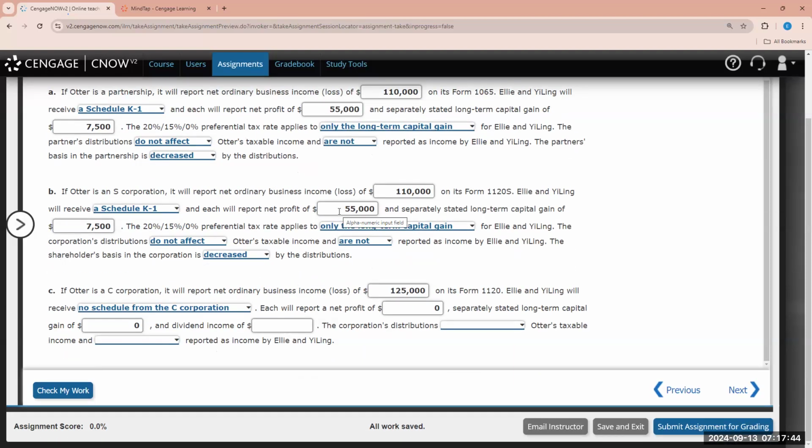So in an S corporation, in a partnership, the $25,000 distribution would reduce their basis. But as a C corporation, the $25,000 would be treated as a dividend. And the corporation's distribution will not affect Otter's taxable income. And the distribution would be reported as income by Ellie and Yeeling. They would receive a Form 1099 DIV from the corporation, and they would report it with their individual tax return.